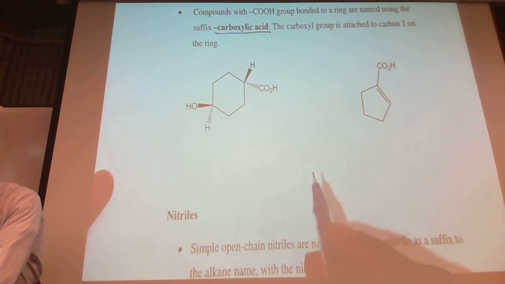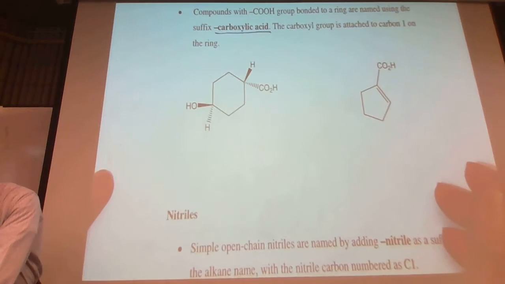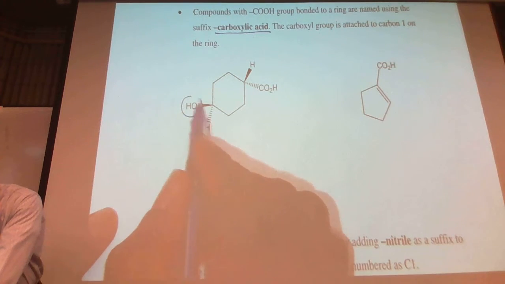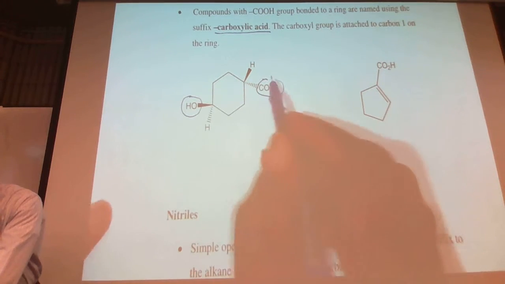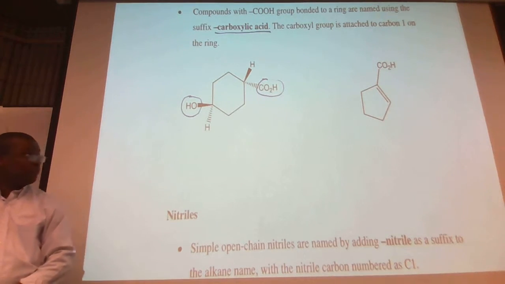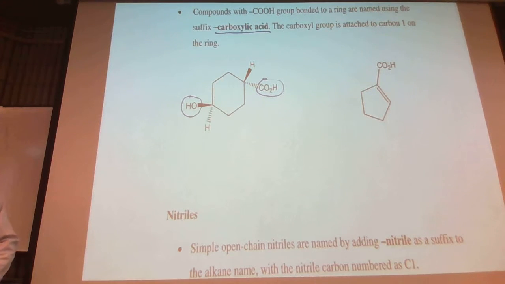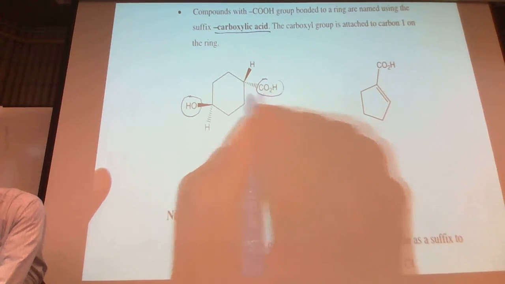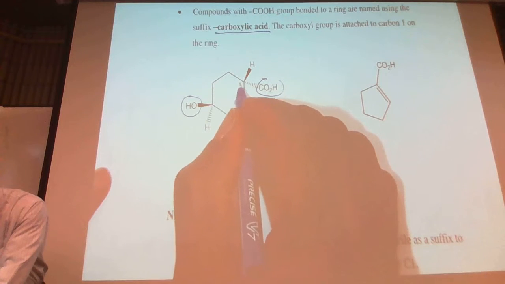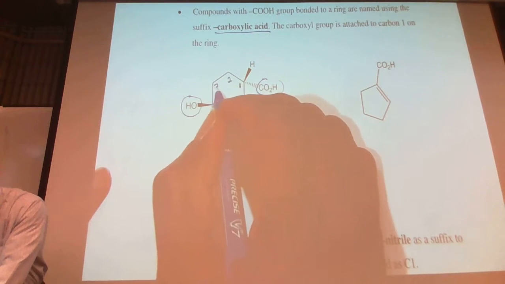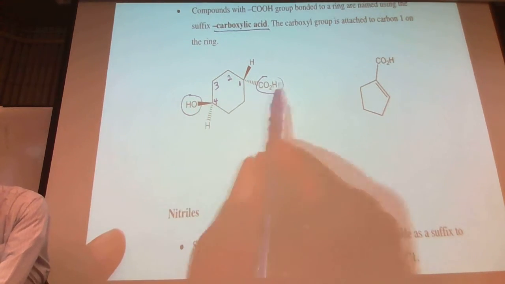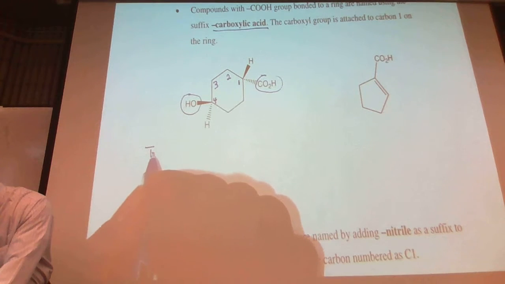So if you look at this, this molecule is not chiral, so you can use cis-trans for this. The hydroxyl group is trans to the carboxylic acid functional group, and the parent carbon chain is cyclohexane. You start numbering from the point of connection of the carboxylic acid as carbon number 1. So 1, 2, 3, 4. Because this is trans to the carboxylic acid functional group, you're going to say trans.